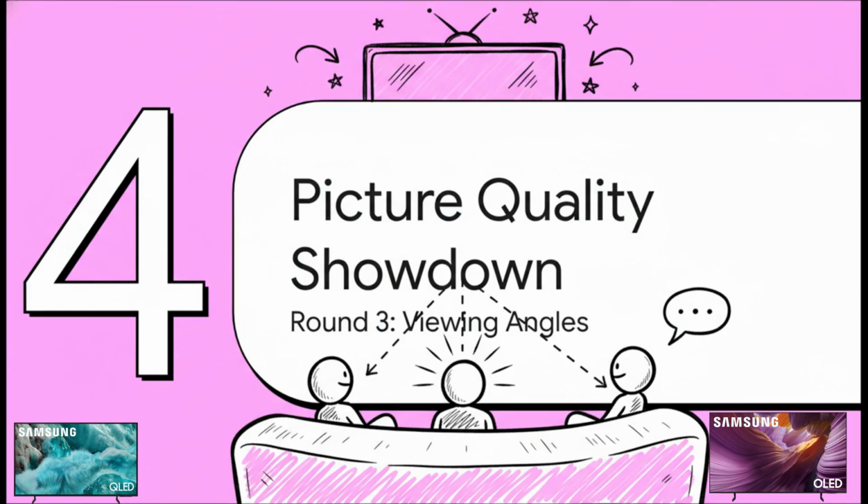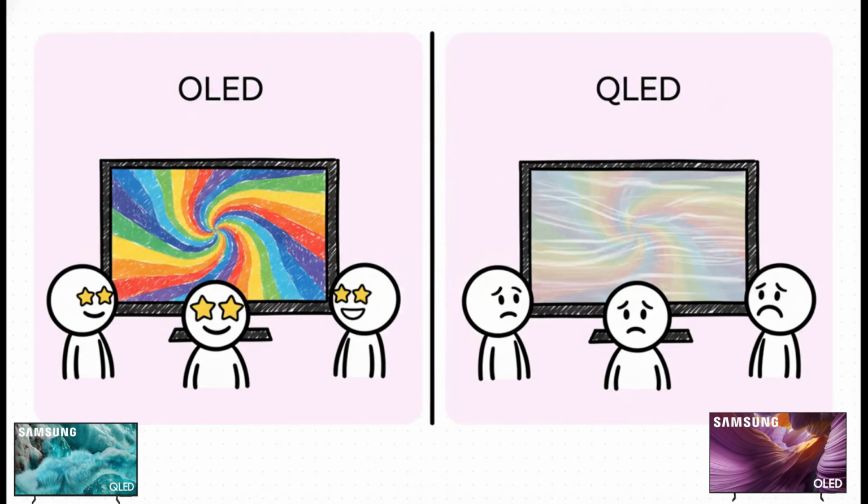And this one is for anyone out there who doesn't always get that perfect, dead center seat on the couch. Let's talk viewing angles. And once again, the trophy goes to OLED. Since every pixel is shooting light directly at your eyes, the picture looks amazing from pretty much anywhere in the room. With a QLED, because you're looking through all those layers, the picture can start to look a little washed out and colors can shift as you move off to the side. So for a big family movie night with people all over the place, OLED is definitely the way to go.